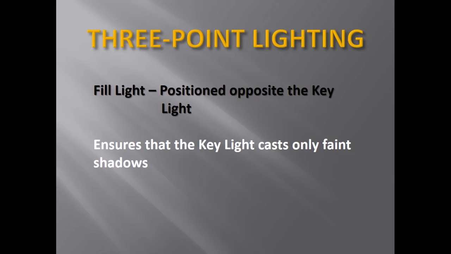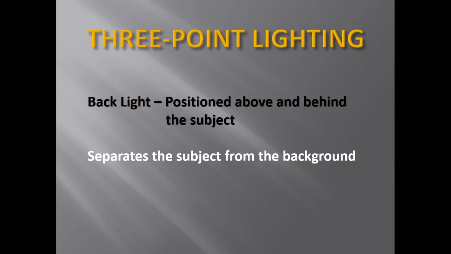And then our last light in three-point lighting is the backlight. The backlight is positioned above and behind the subject. It should hit the crown of their head, so the top back portion of their head where their hair is. The purpose of the backlight is to separate the subject from the background.